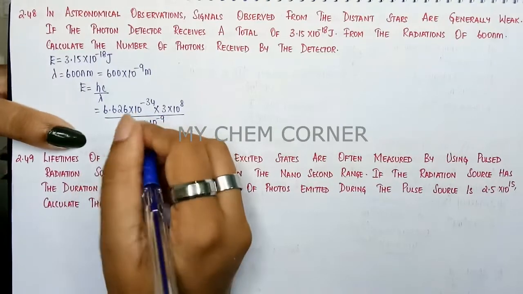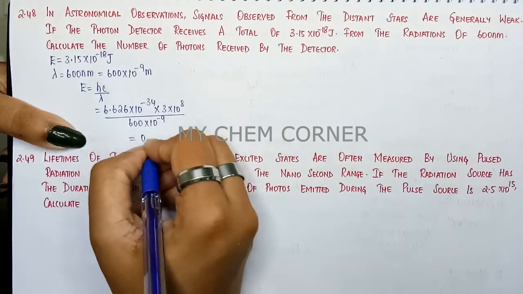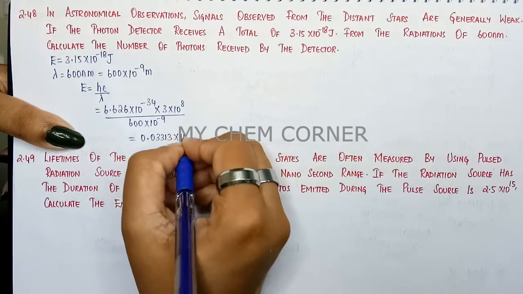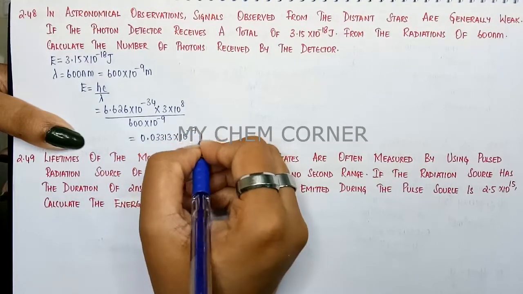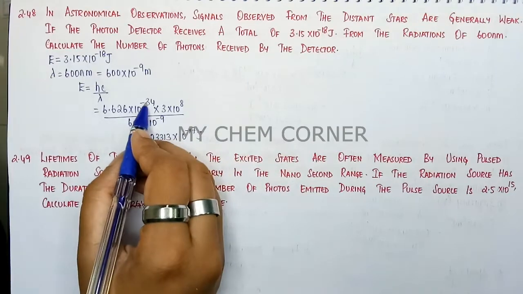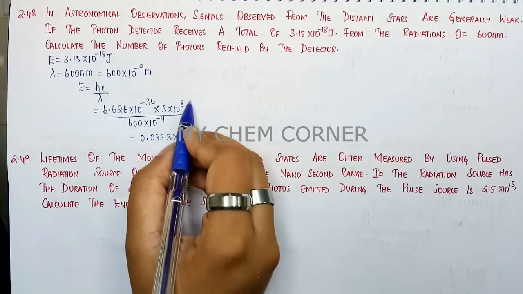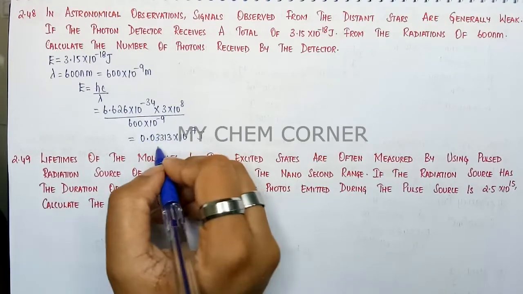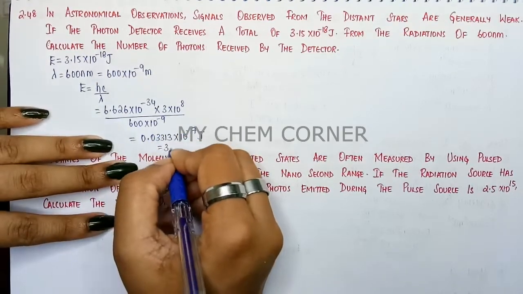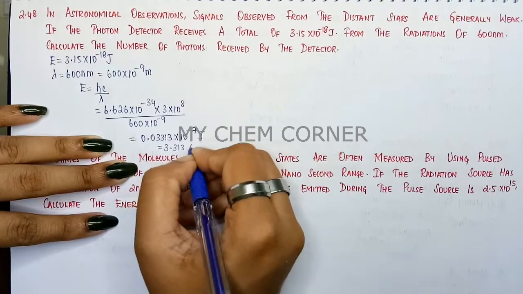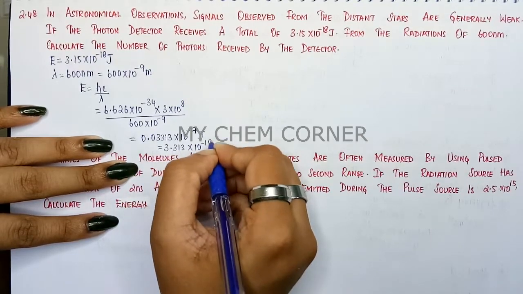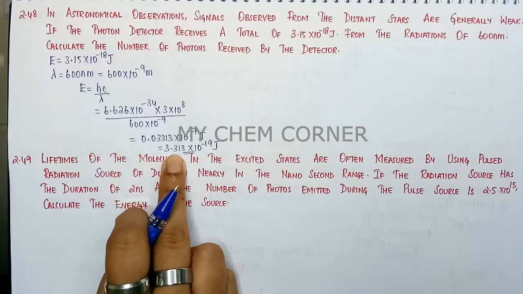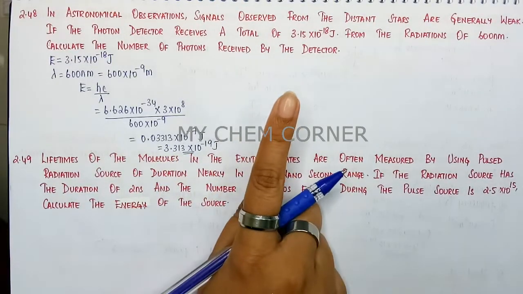When we substitute all this and calculate, you will get 0.03313 into 10 to the power minus 17 joule. So minus 34 plus 8, minus 9 will become plus 9. So you will get minus 17. And when you shift your decimal, this will become 3.313 into 10 to the power minus 19 joule. So this is going to be the energy for one photon.